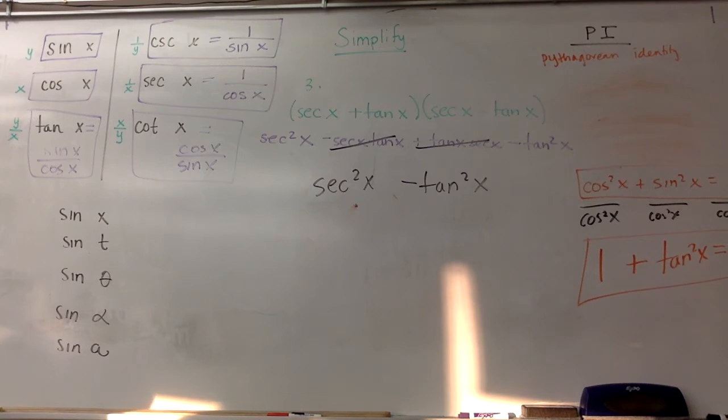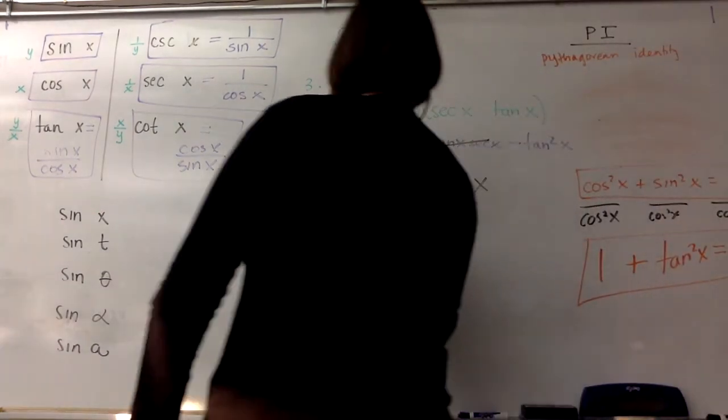Okay. So if I look over here, what can I rearrange this orange box? I can rearrange it to say that secant squared x minus tangent squared x is equal to what? 1. So this is the same thing as 1.